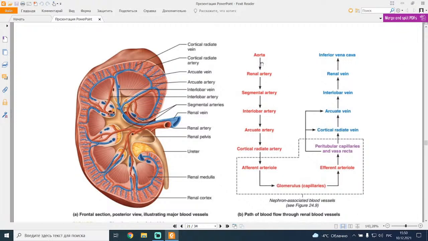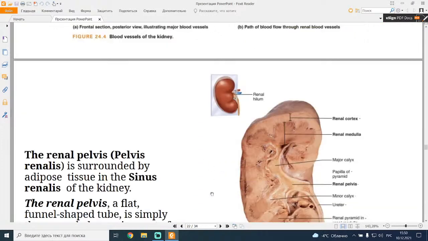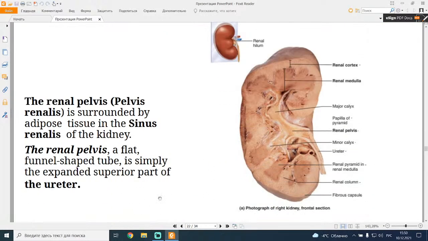What is the path of blood flow through the renal blood vessels? The renal pelvis is surrounded by adipose tissue in the sinus renalis of the kidney. The renal pelvis, a flat funnel-shaped tube, is the expanded superior part of the ureter.